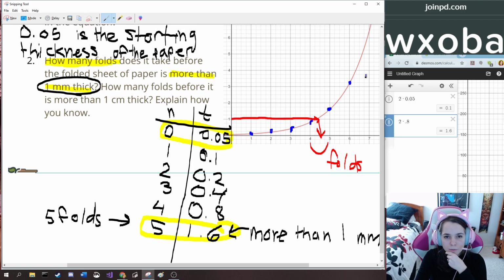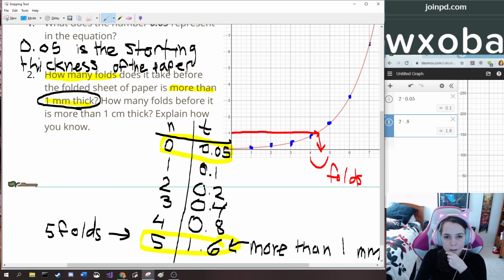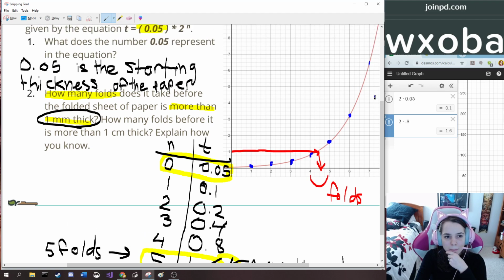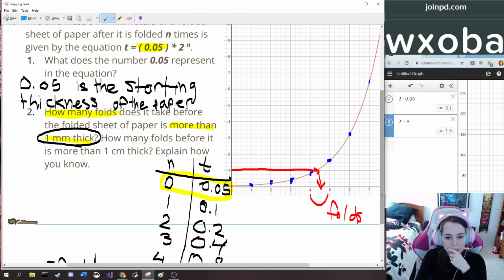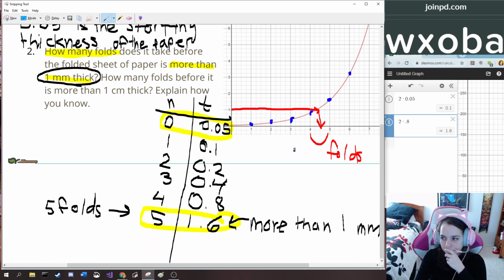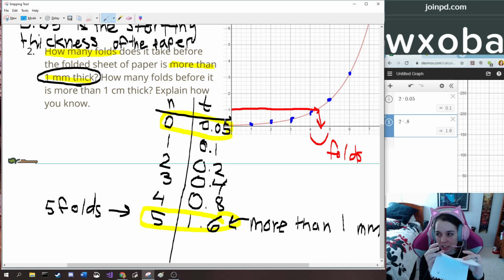I cannot fold my paper a fraction of a fold. That doesn't make any sense. I either fold it, I do 1 fold, or it's not folded, right? So it's either folded or it's not. Okay?